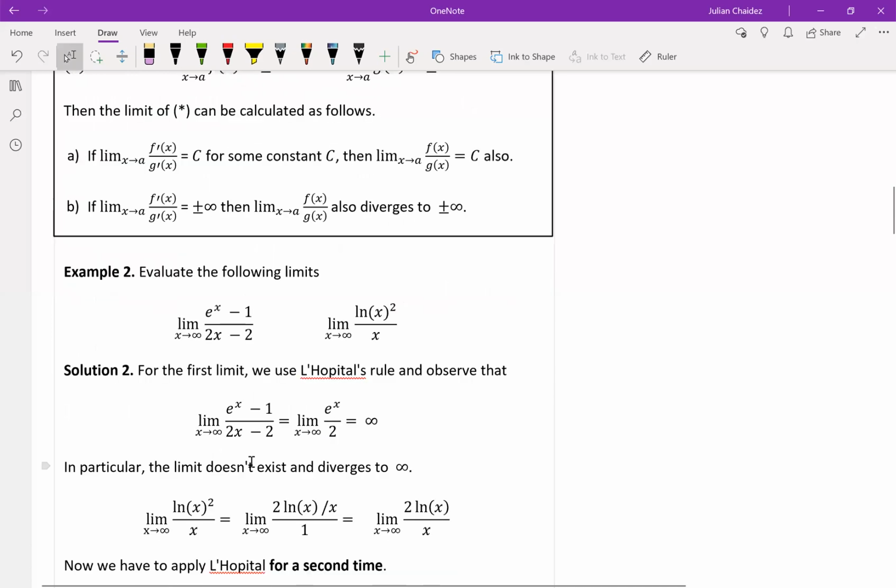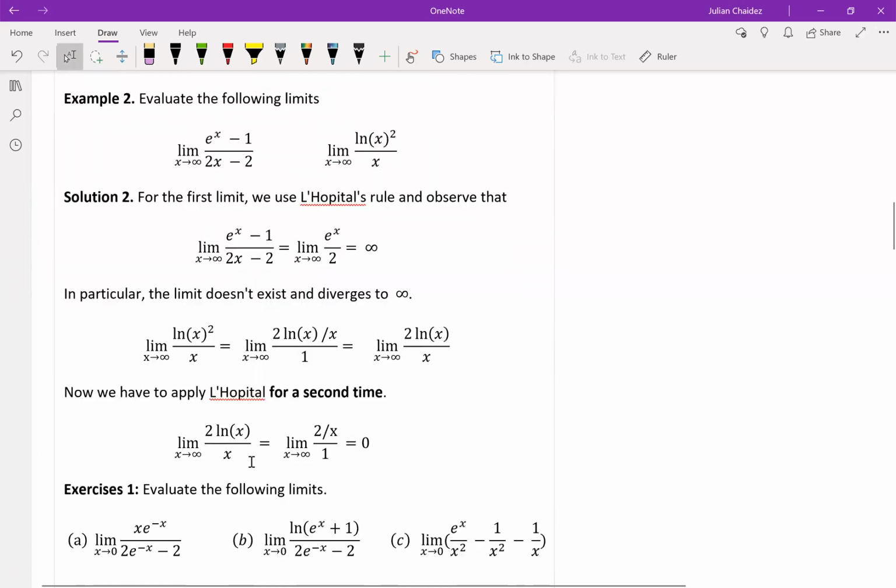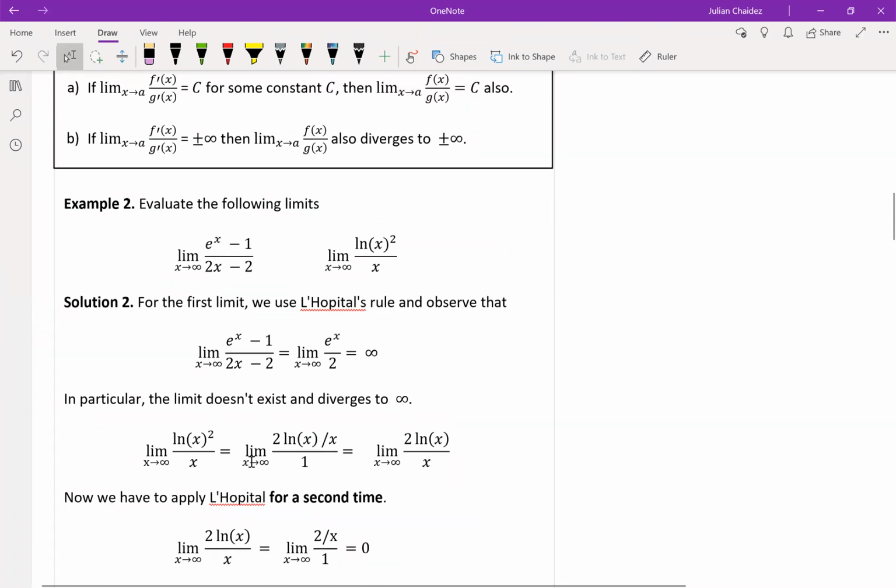All right, so let's do an example. Here's an example of the more complicated version of L'Hopital. In both situations, I'm going to have a ratio of functions that are going to infinity. The first example is e to the x minus 1 divided by 2x minus 2. If we use L'Hopital's rule, first of all, this is the situation where as x goes to infinity, e to the x minus 1 and 2x minus 2 both go to infinity.